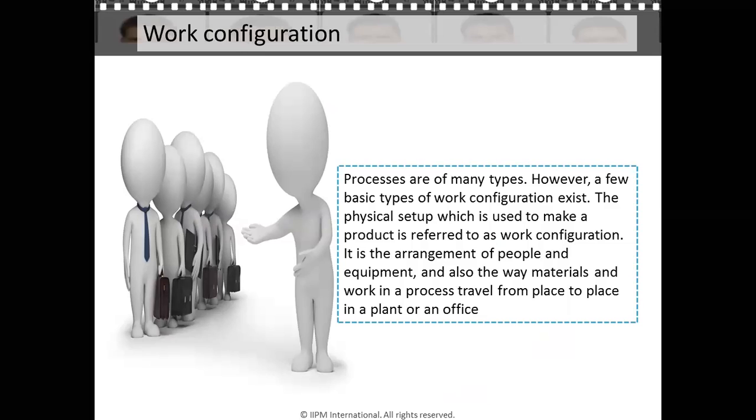However, a few basic types of work configuration exist. The physical setup which is used to make a product is referred to as work configuration. And it is the arrangement of people and equipment and also the way materials and work in a process travel from place to place in a plant or an office.